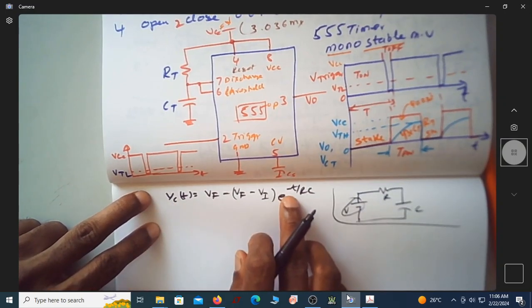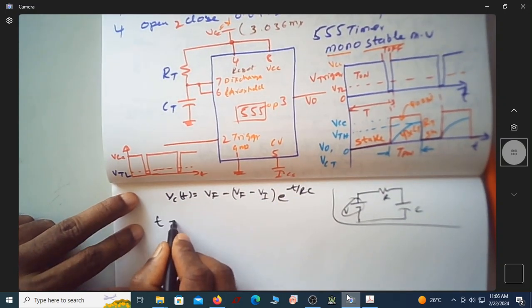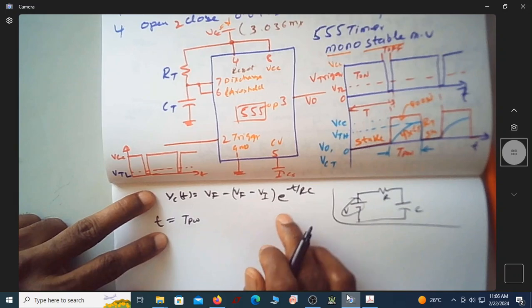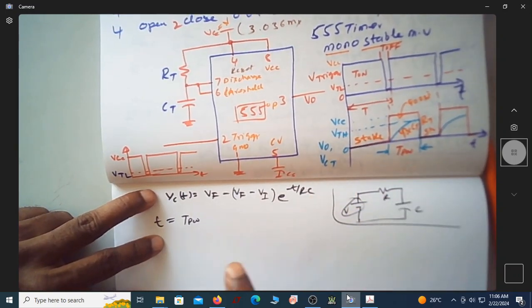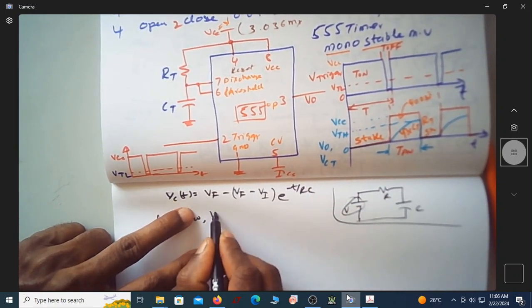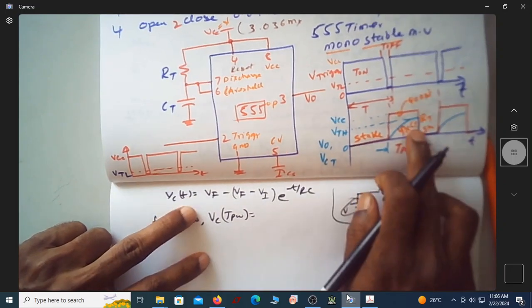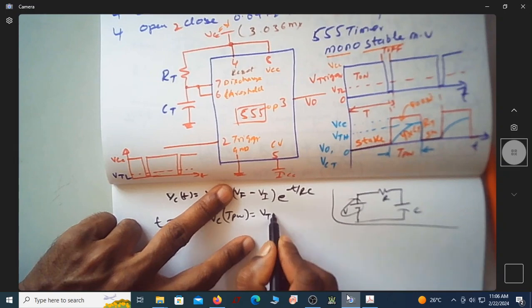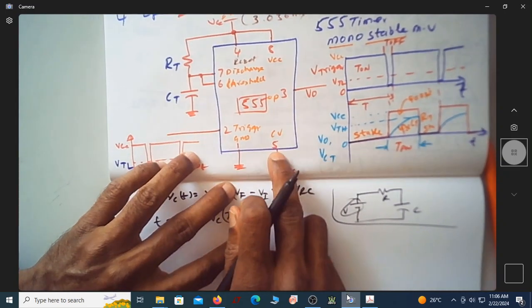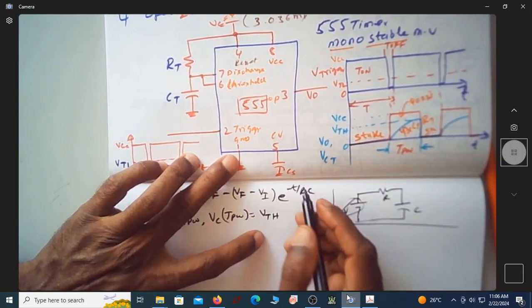Now we are looking at TPW, when time is equal to the pulse width. So what is the capacitor voltage? Vc at TPW will be equal to VTH. This VTH can be 2/3 VCC if you don't have any external voltage.